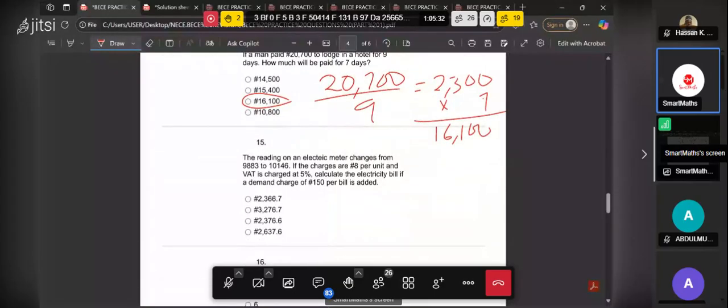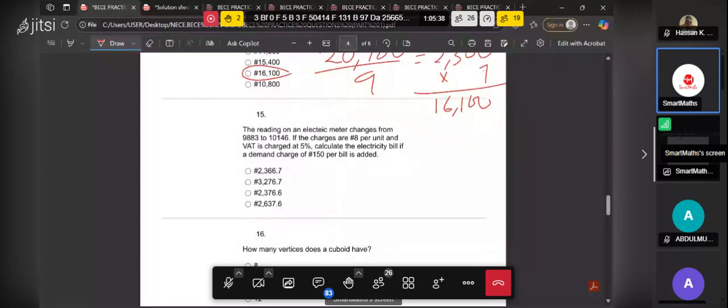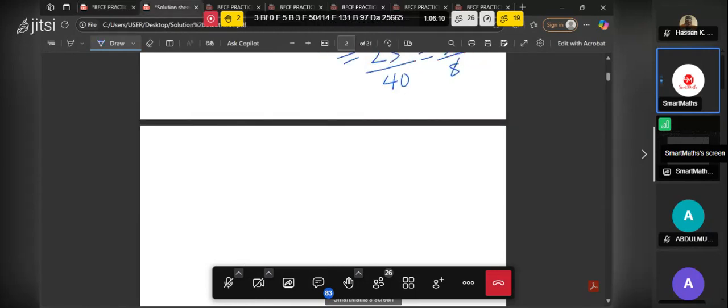All right. Then 15. The reading on an electric meter changes from 9883 to 10146. So this one is under electricity. The topic is electricity. So this is when you read the meter, your unit. If the charges are 8 naira per unit and VAT is charged at 5%, calculate the electricity bill if a demand charge of 150 per bill is added. Now the first thing is to calculate the number of units used.